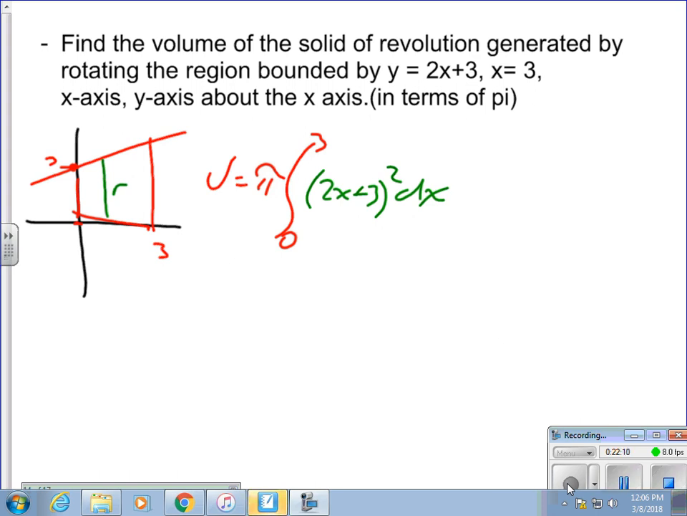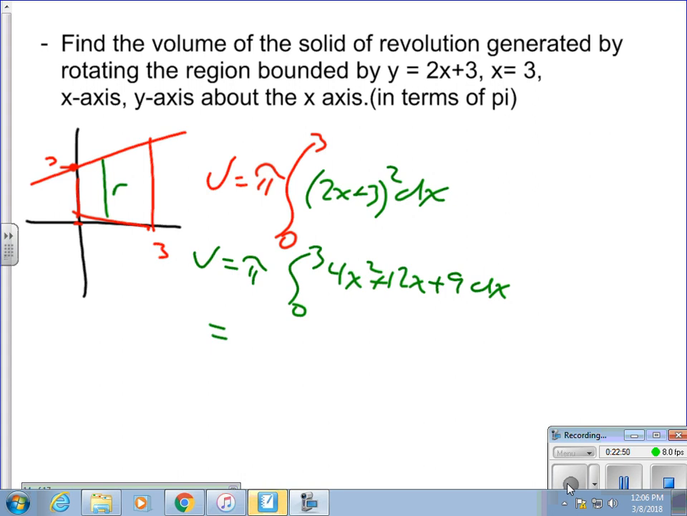So here's what you want to do, the antiderivative of this. There's a couple of ways to do this. Probably the easiest is to actually FOIL out the polynomial and do it that way. So my volume would be pi times the integral from 0 to 3 of 4x squared plus 12x plus 9 dx. Okay. Ladies, gentlemen.